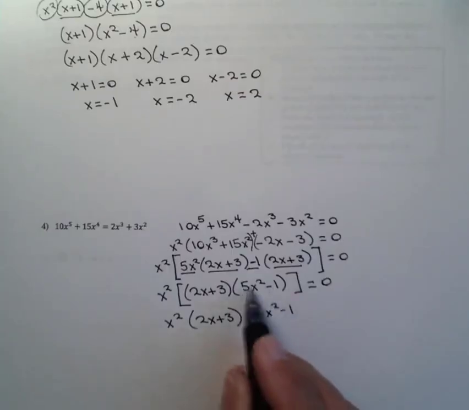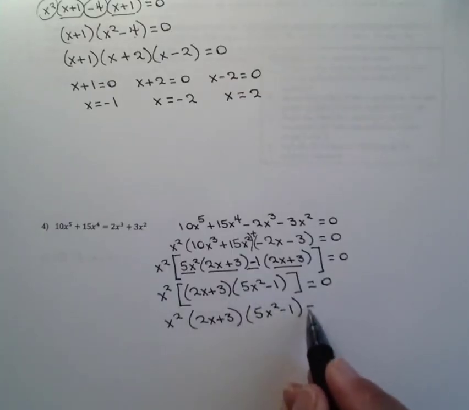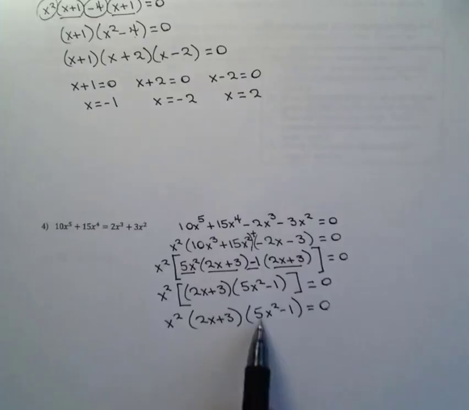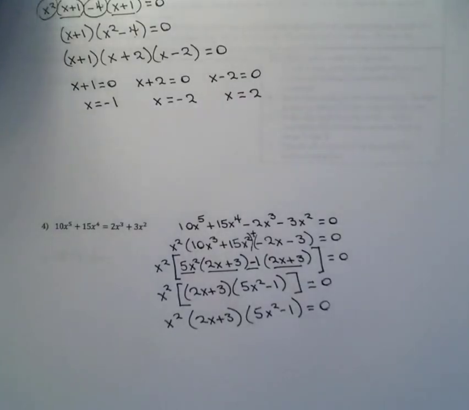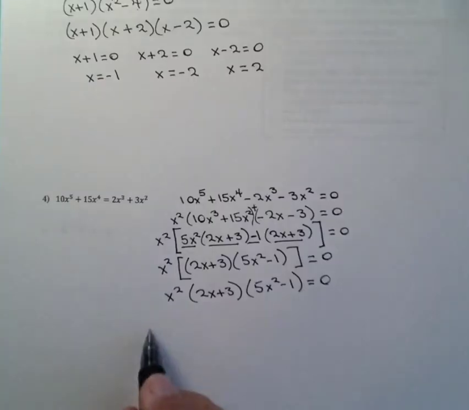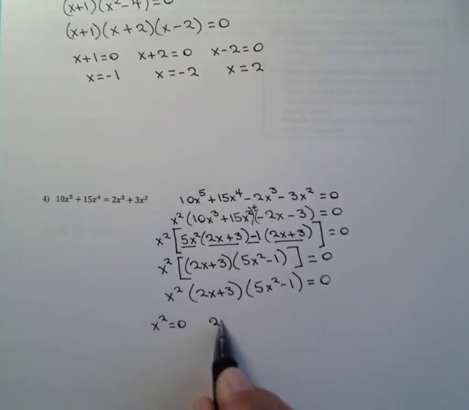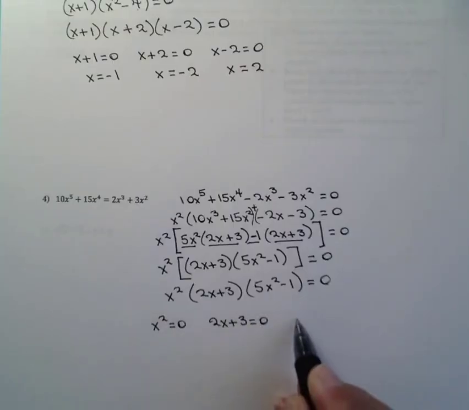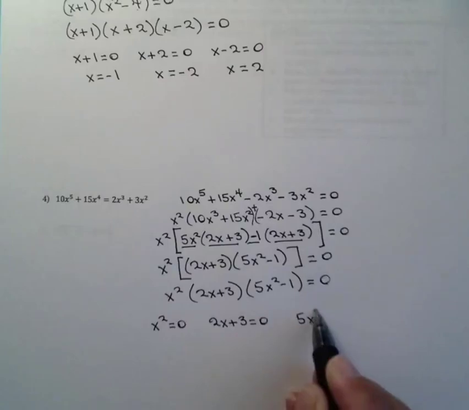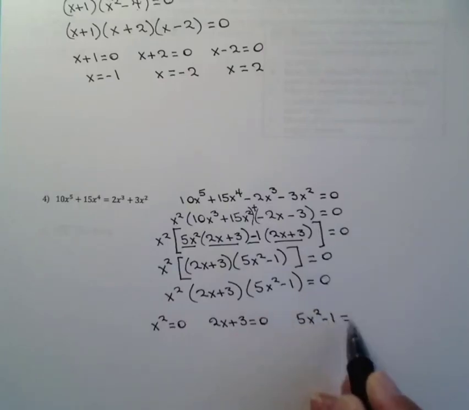It's a shame that's not a difference of 2 squares, but it's not, is it? So because of that 5, if it had been 4x squared, I could have factored a difference of 2 squares, but I can't. So let's see what I can do with it. I can set x squared equals 0. I can set 2x plus 3 equals 0. And then I can set the hard one, 5x squared minus 1 equals 0.